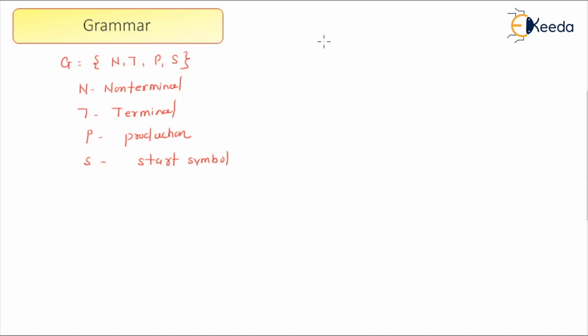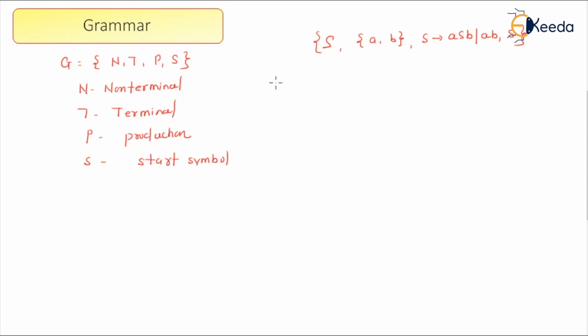So let's have a simple grammar where the non-terminal is only S, and the terminals are a and b. The production rule is S derives aSb or ab. We have only one non-terminal symbol, and that S is the start symbol. Okay, now this is the definition of this grammar.